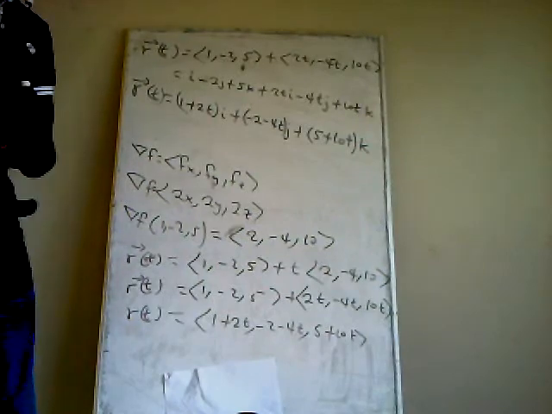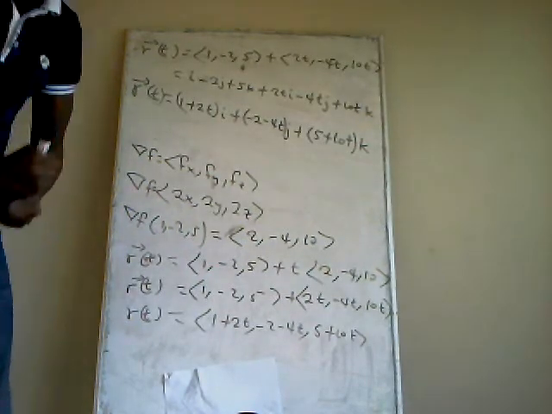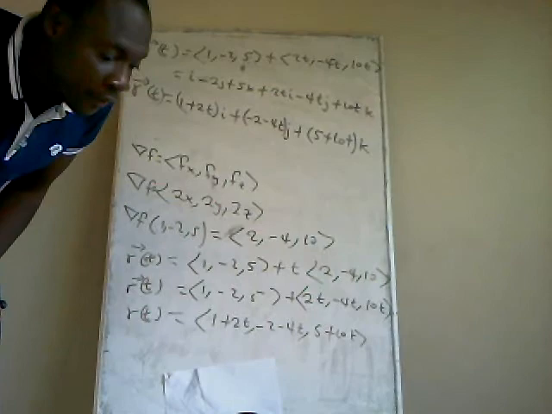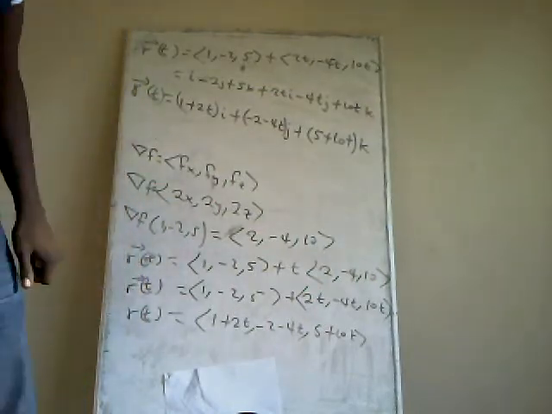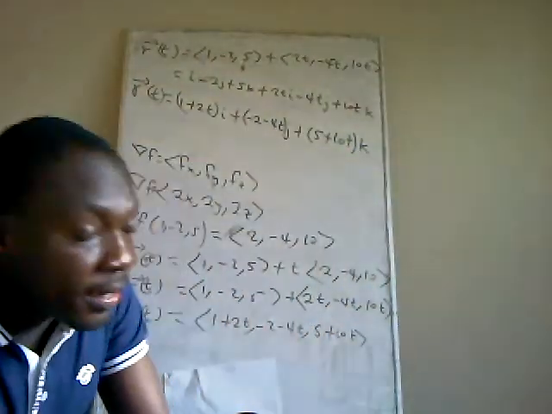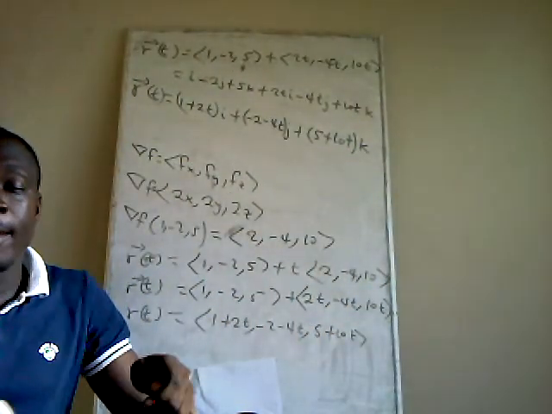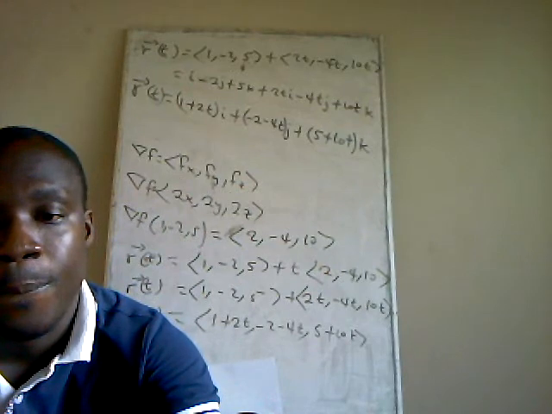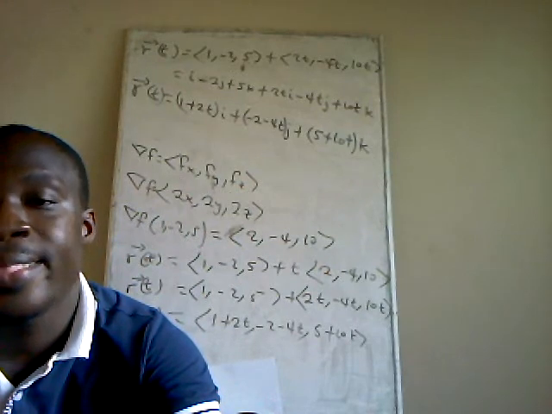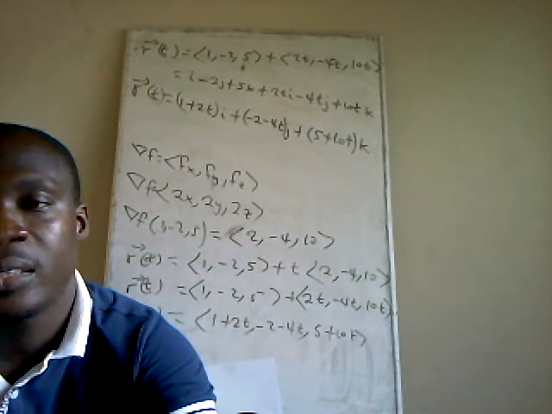Okay, so we just saw the equation of the tangent plane to a surface at a point, and we also saw the equation of a normal line to a surface at the point.